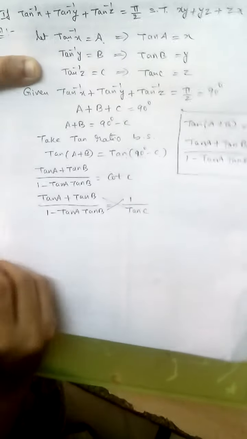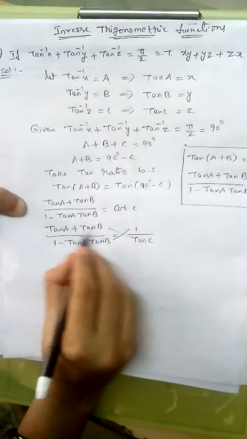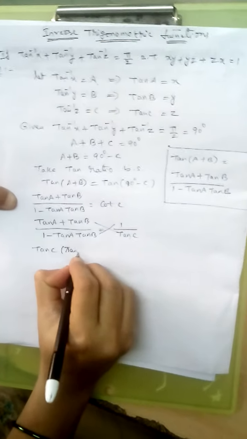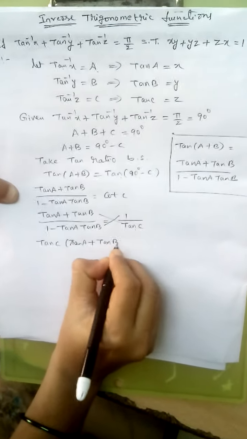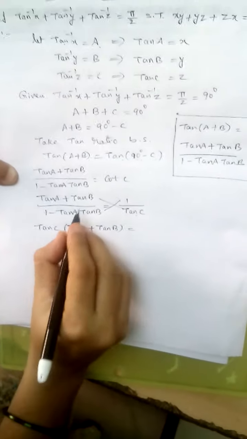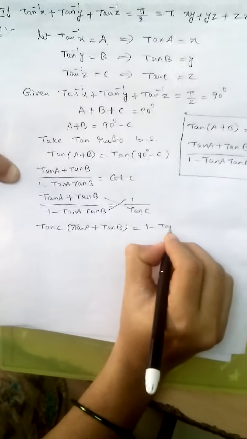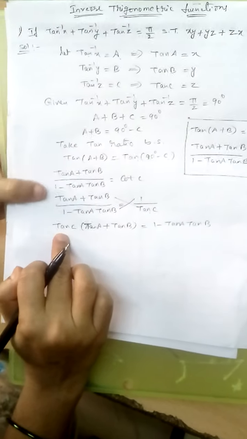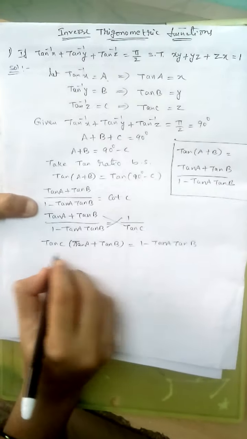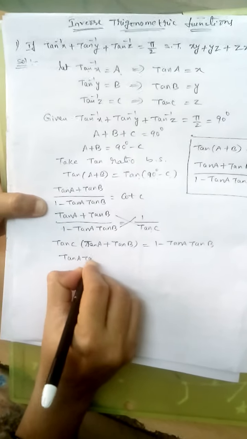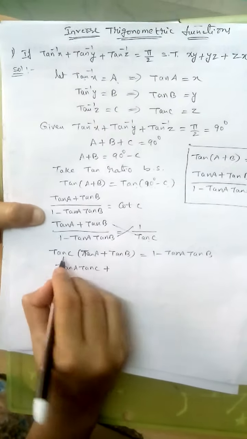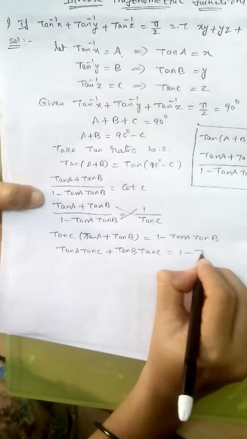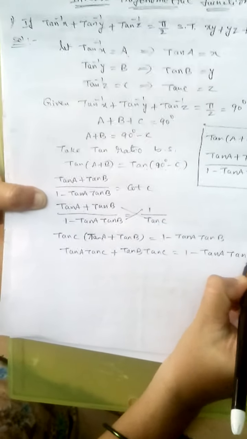Cross multiply these two: tan C into tan A plus tan B is equal to 1 minus tan A tan B. Now multiply tan C with these two: tan A into tan C plus tan B into tan C is equal to 1 minus tan A tan B.